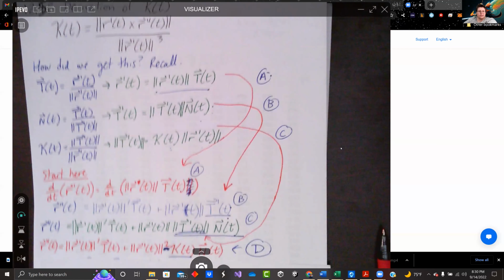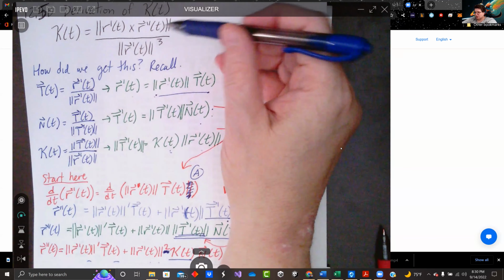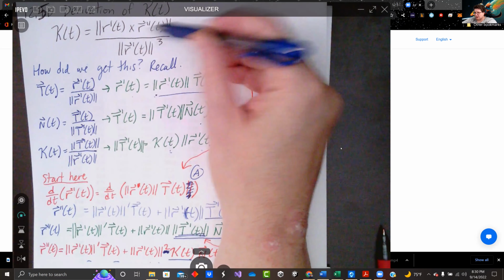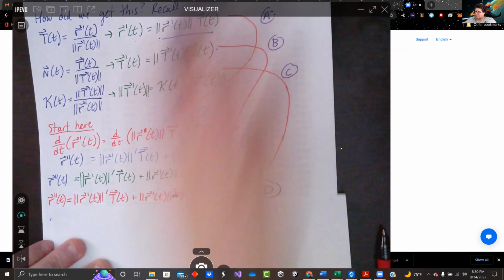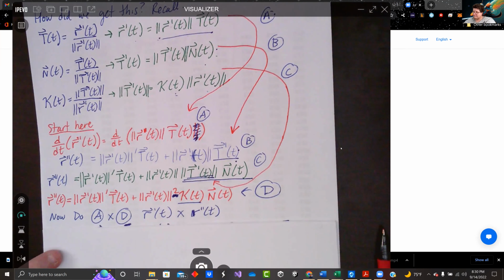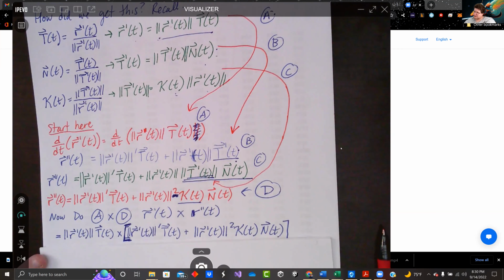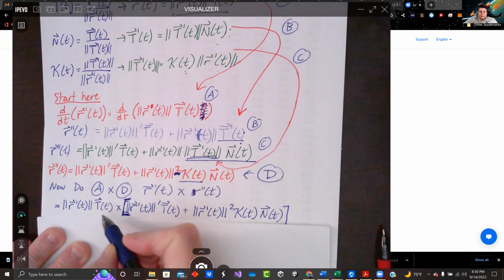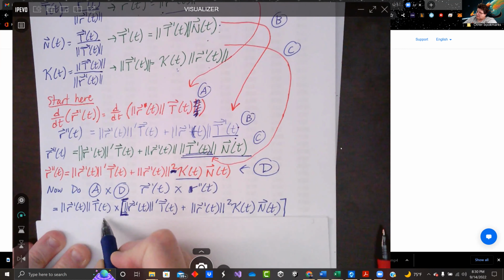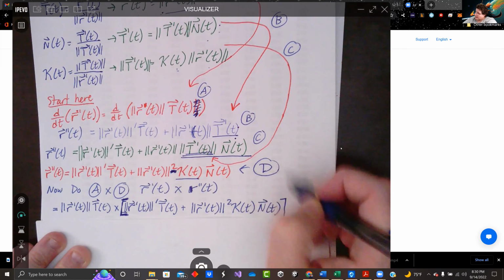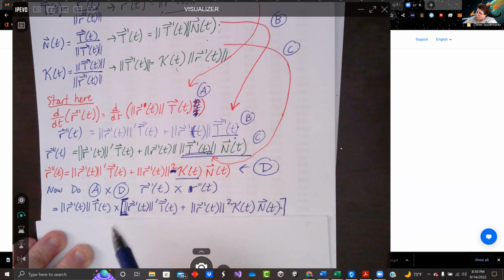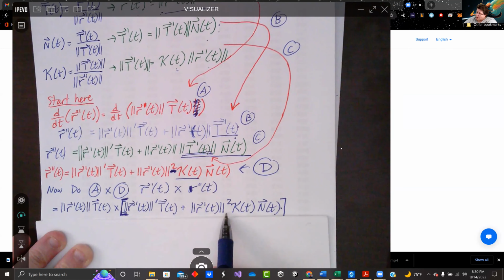So where are we going with this? We're looking for this. We've got R double prime. Let's cross it with R prime. So we're going to do R prime crossed with this R double prime. So here's my R prime, and again, I'm using equation A. And here is everything we had right there. This is equation D. And remember, when we have the cross product with a sum, we can distribute the cross product to each.